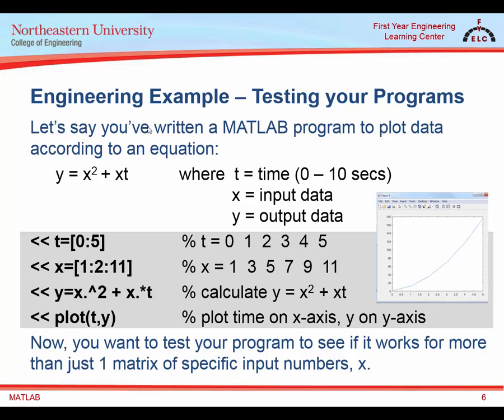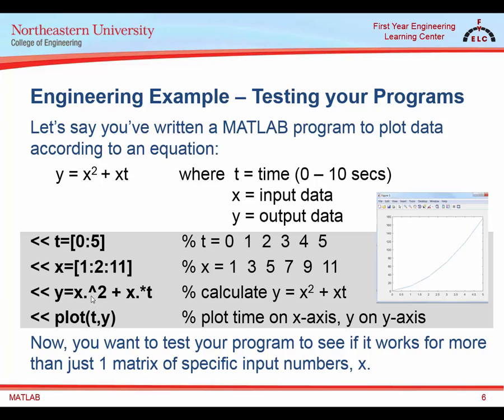All right, so let's say we've written a program as engineers. This equation, we want to evaluate y equals x squared plus xt. And we're going to set up some time values between 0 and 10, for example, or 0 and 5. And we're going to give it some known input data we want to calculate and then plot the output data. So we could say we're going to give a value of 1 to 11 in increments of 2, and that will give us 6 values, let's say.